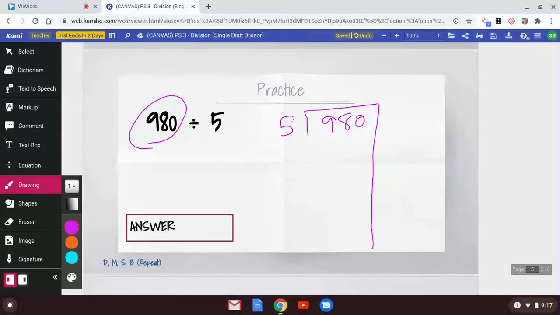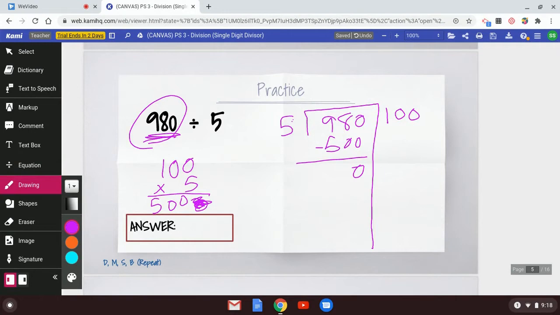And I know if I do 5 times 10, I get 50. Is 50 even close to this? We're going to try and do numbers that end in 0. Nope. So what about 100 times 5? 100 times 5 gives me 500. So let's put 100 over here. And I know 100 times 5 is 500. And I'm left now with 480.